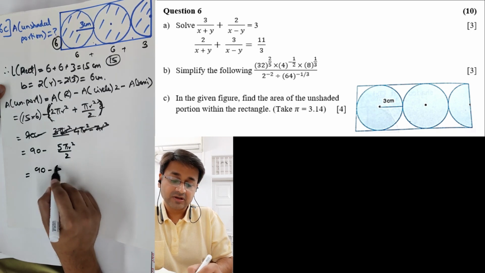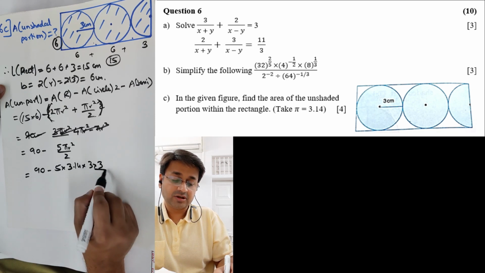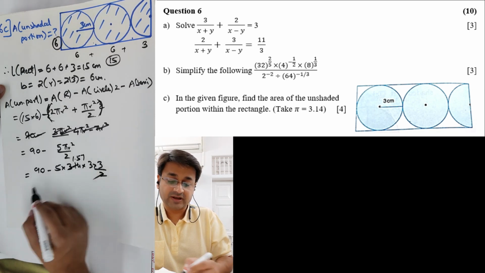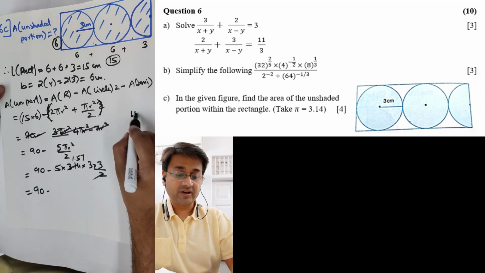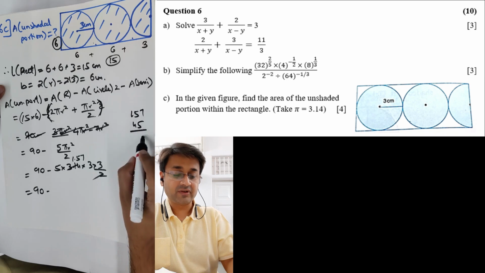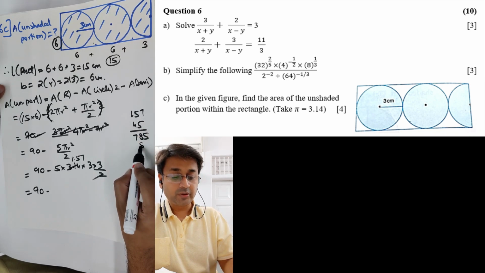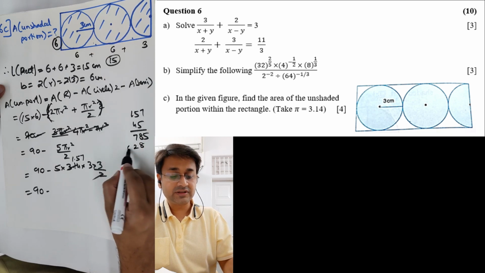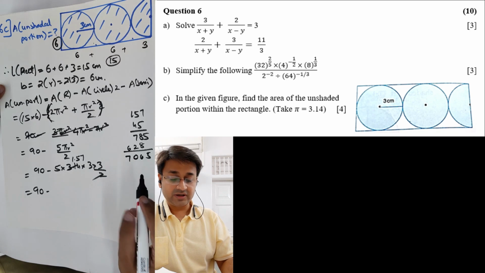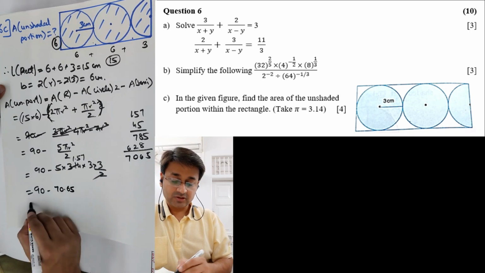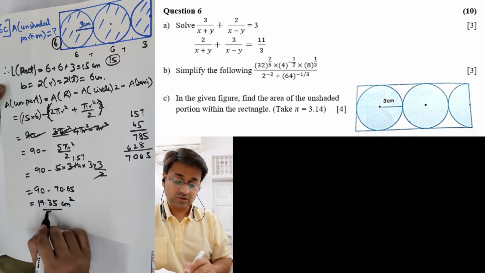Now this is correct. So 5 into pi, which is 3.14. R is 3 into 3 by 2. So 2 1s are 1.57. So 90 minus, 3 3s are 9, 5 9s are 45. So 1.57 into 45 gives 70.65. So 70.65 is what I have got. So it should be 19.35 centimeter square.